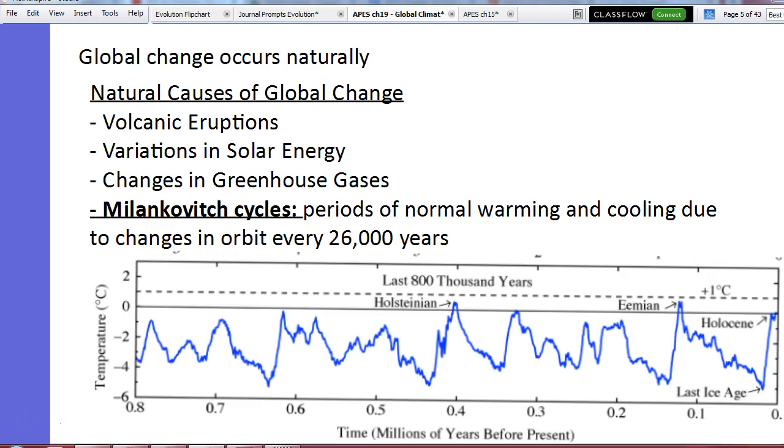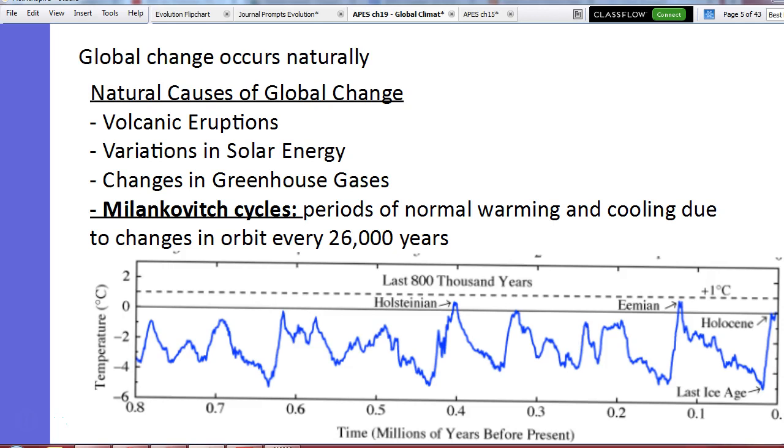So I'm going to talk about this graph in a second when you're done writing. We also have Milankovitch cycles, which are named after a scientist with the funniest name, Milankovitch. And these are periods of normal warming and cooling because we have changes in our orbit, right? So the orbit around the sun, sometimes we might be slightly closer to the sun, and sometimes we might be slightly further from the sun, and our orbit isn't the same every single year. Our orbit changes slightly. And so we get these cycles where sometimes we're slightly closer to the sun and sometimes we aren't. So that's something to think about as well.